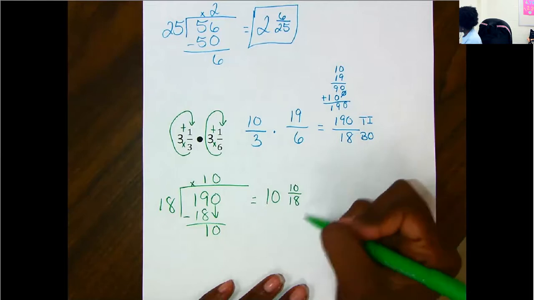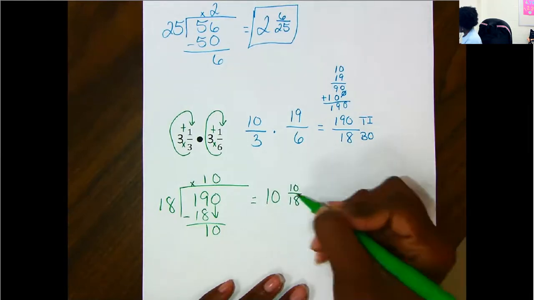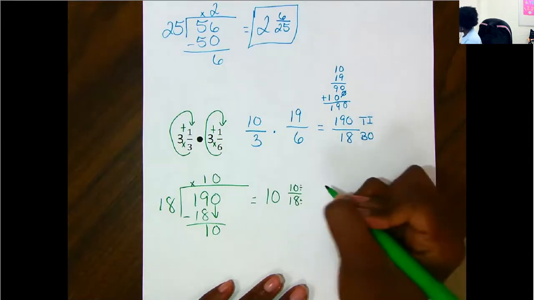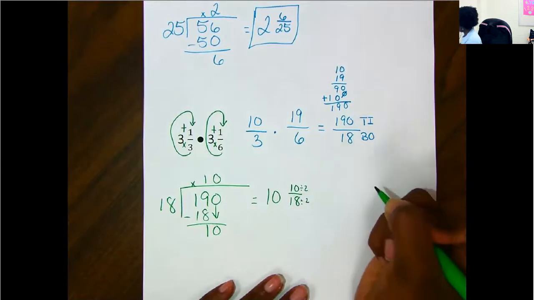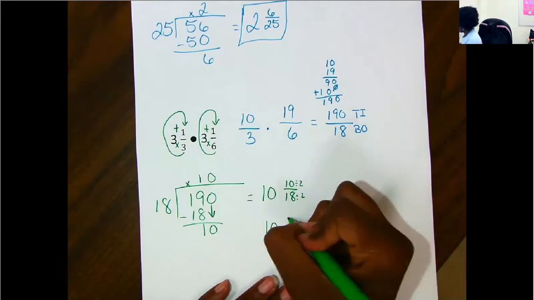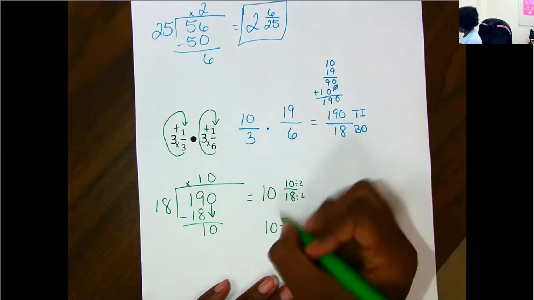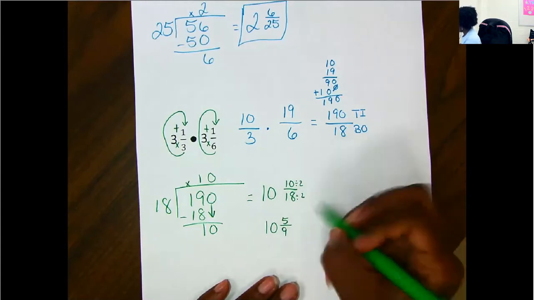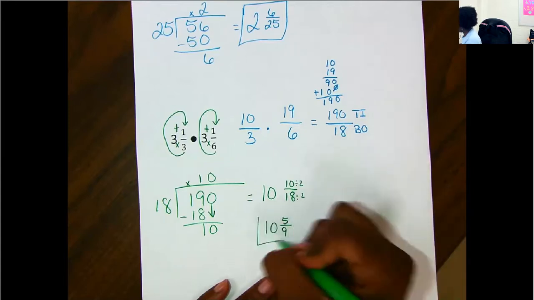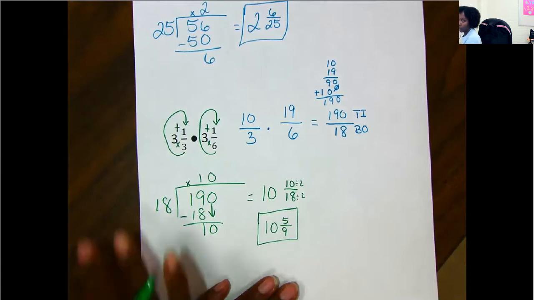I need to check to make sure that this is simplified. Notice I have an even number on top and an even number on bottom. This can be simplified again. Since they're both even, I know I can use 2. So 10 divided by 2 will give me 5. 18 divided by 2 will give me 9. I'm going to check again. 5 and 9, they don't share a common number, so I know that I am simplified. Okay, so that's the normal way.